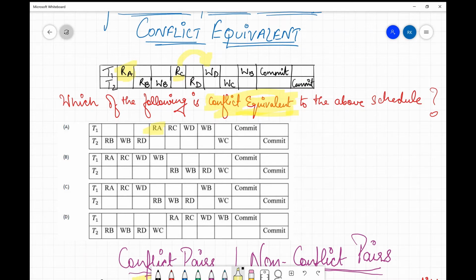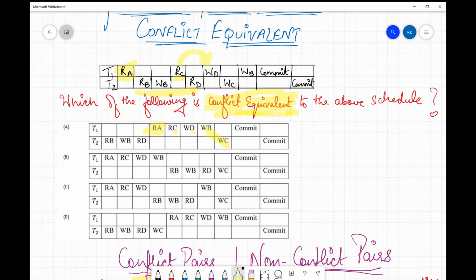So that means I can take these three operations to the front. So that is what they've done over here. And RA is over here, then we have RC, then we have WD, okay fine. Then we have WB.